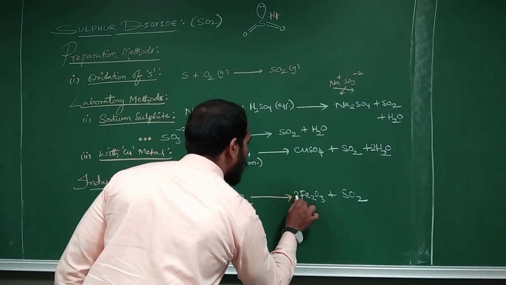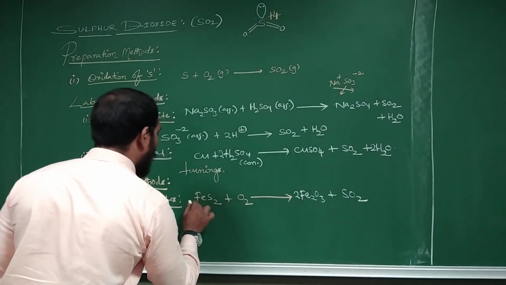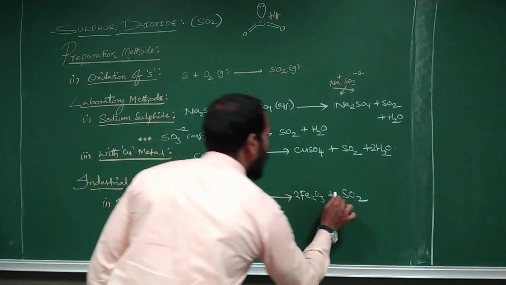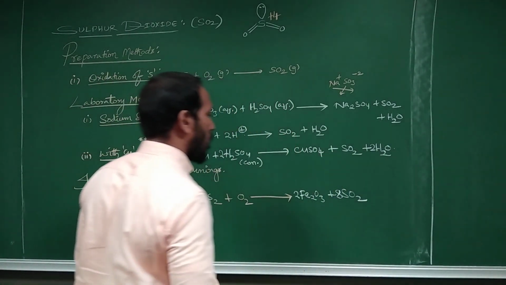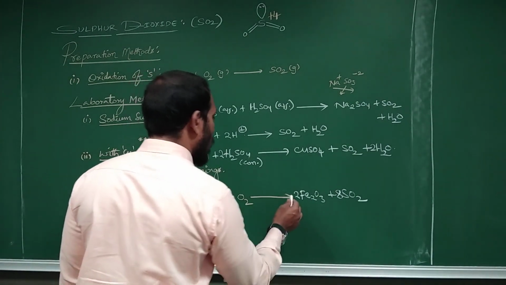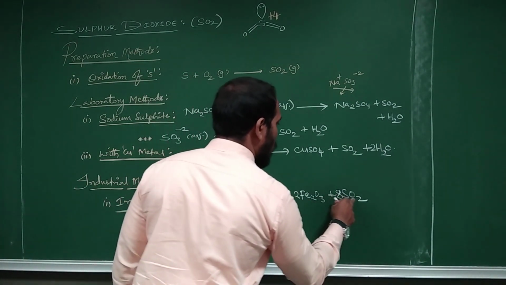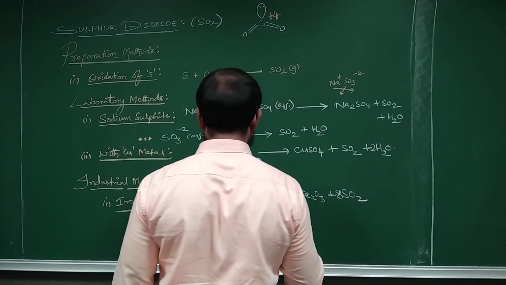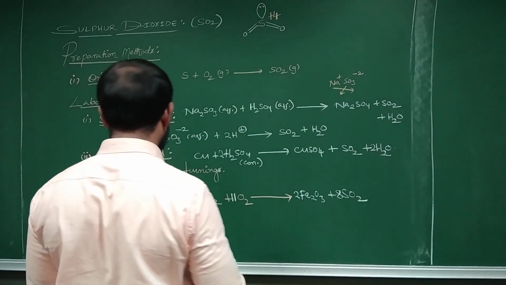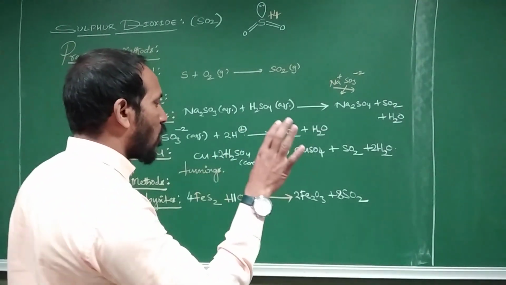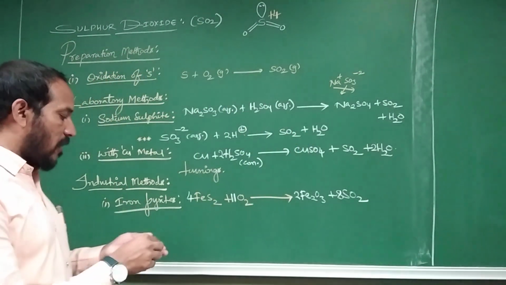So here I am taking 2 moles of Fe2O3, so 4 moles of FeS2. So 4 2s are 8 sulfur, so here 8 moles of sulfur dioxide. So 11 moles of O2. Why? Because 2 3s are 6, 8 2s are 16, 16 plus 6 means 22 oxygen atoms are present. So iron pyrites will undergo oxidation to form ferric oxide as well as sulfur dioxide.